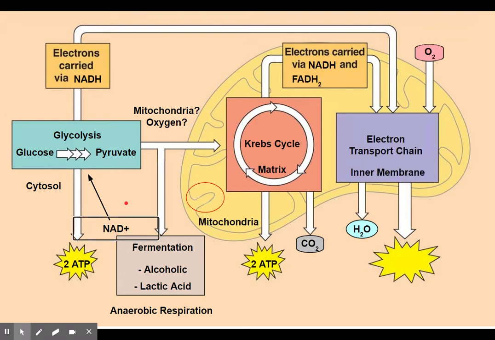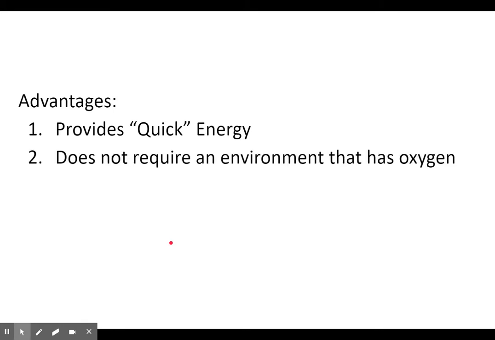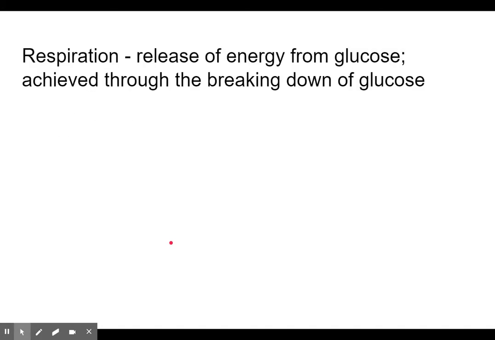Let's talk about advantages of anaerobic respiration. There are two big advantages. Number one, as we said, it provides that really quick, immediate energy that the organism or the cell could need. When your muscle cells are really working hard and they need some quick energy, they do anaerobic respiration. It's also great for organisms that don't have oxygen around them in their environment because it does not require any oxygen. So those are the two key advantages of using anaerobic respiration.